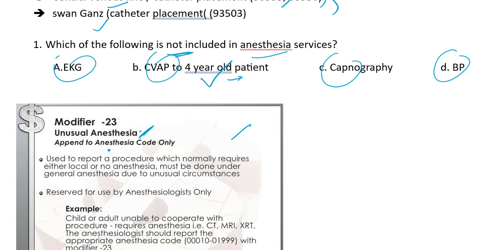It is appended to anesthesia codes only. Modifier 23 you have to use with anesthesia codes only, that is, 0 series codes only. So what is unusual anesthesia? Sometimes anesthesia is not required. Say a few procedures do not require general anesthesia, but due to some circumstances they need to give general anesthesia to perform that particular procedure.